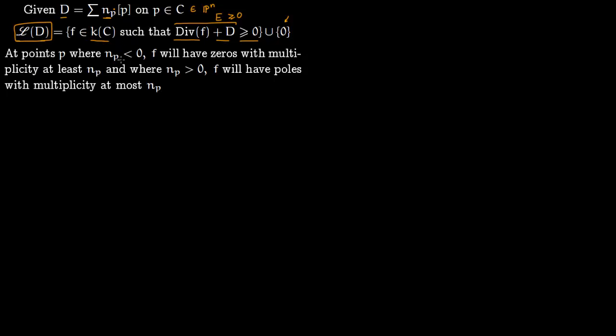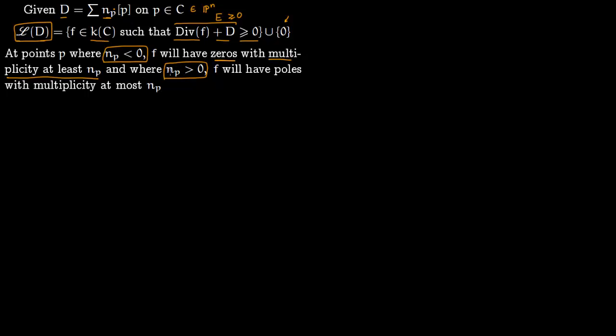So what does this mean in words? You're given this divisor D. So at some places this n_P would be less than 0, and at some places this n_P would be greater than 0. If n_P is less than 0, then the function which you add to it should have zeros with multiplicities at least |n_P|, because when you add, it should become non-negative. So if this is negative 3, you should have your function with zeros at point P of order at least 3, because then you can have some non-negative number.